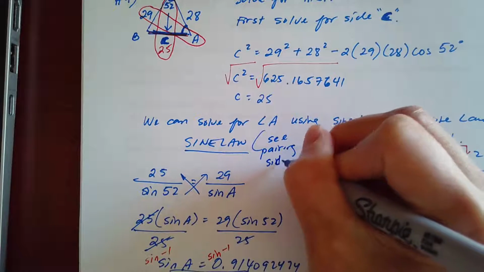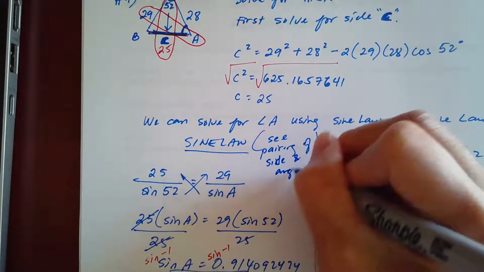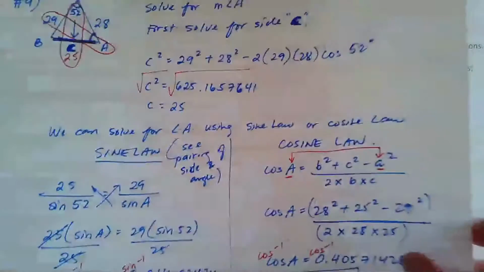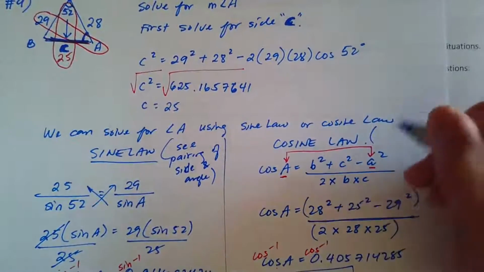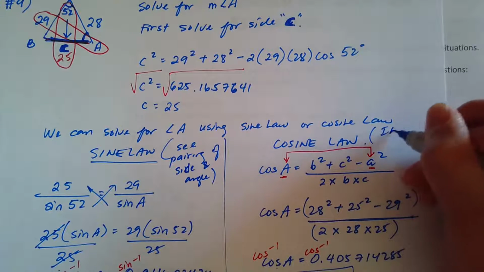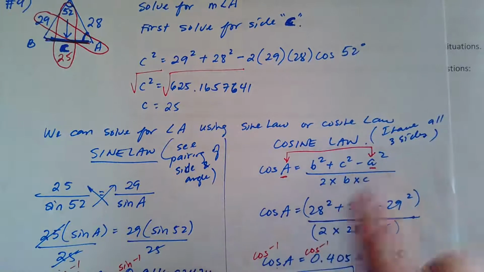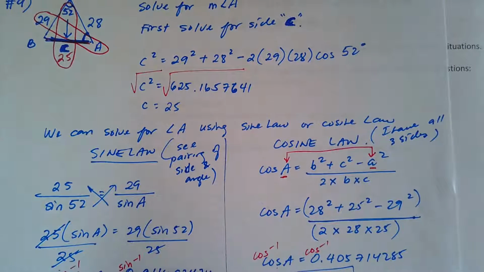Side and angle. Okay, so I can use sine law because I have that. Or I can say, oh, I can use cosine law because I have all 3 sides given, which we learned when we did that. Okay.